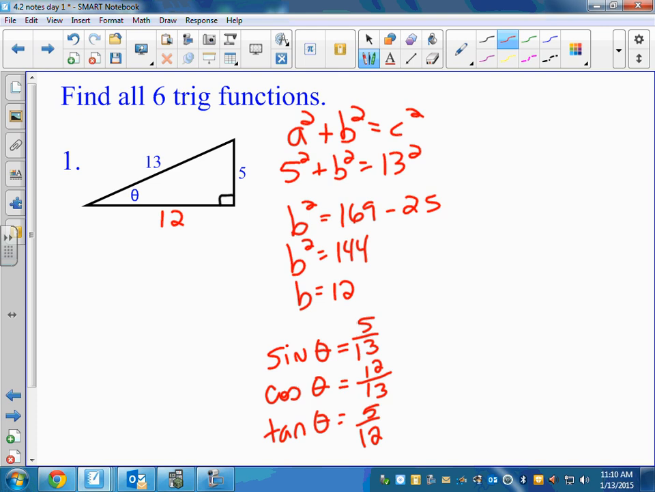Now you need to do the other 3. And again, for me, once I do sine, cosine, and tangent, I don't even look at my triangle anymore. I just flip them over. So I know that secant is the reciprocal of sine, so it's just going to be 13 over 5. Oh, look, I did it wrong, kids. Cosecant is the reciprocal of sine. Secant is the reciprocal of cosine, which is 13 over 12. And cotangent is the reciprocal of tangent, which is 12 over 5.